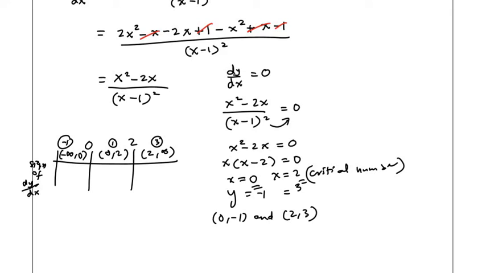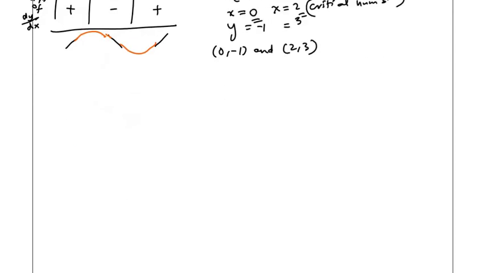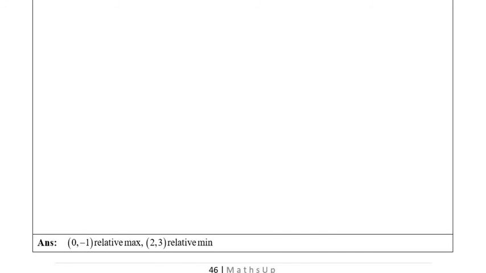When we substitute negative 1 into dy/dx, we get positive. When we substitute 1, we get negative. When we substitute 3, we get positive. Okay, so positive means increasing, negative decreasing, positive increasing. So when we connect this increase and decrease, we get a maximum here and we have a minimum here. So our conclusion is (0, negative 1) is a relative maximum and (2, 3) is a relative minimum.